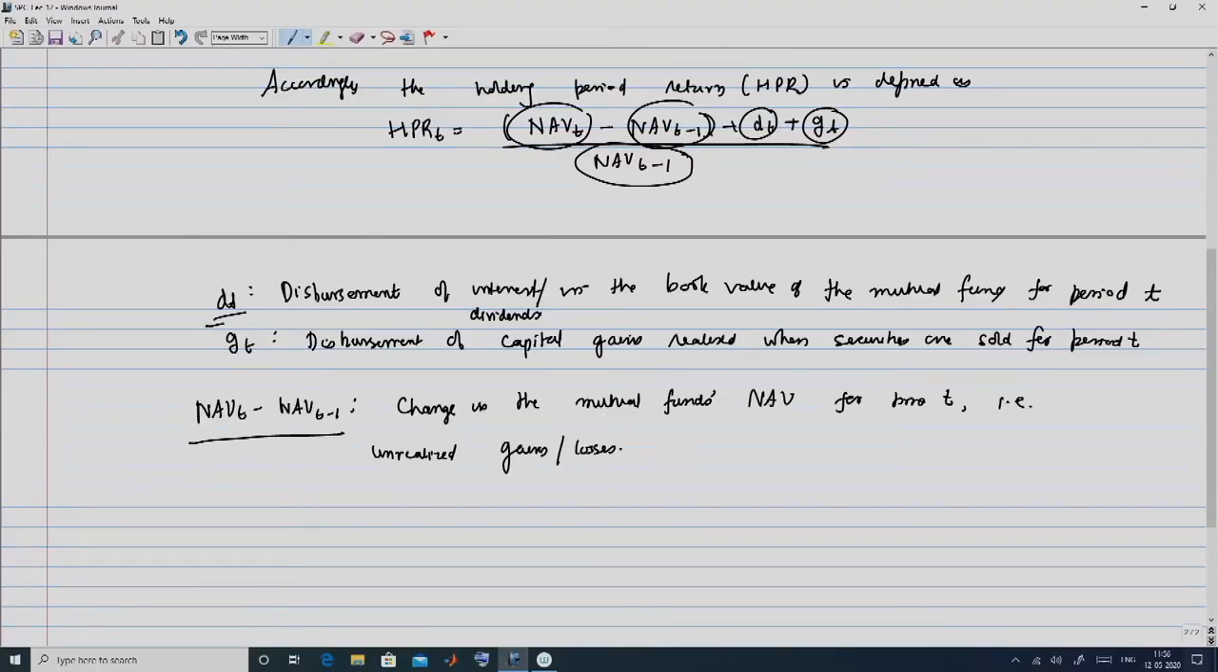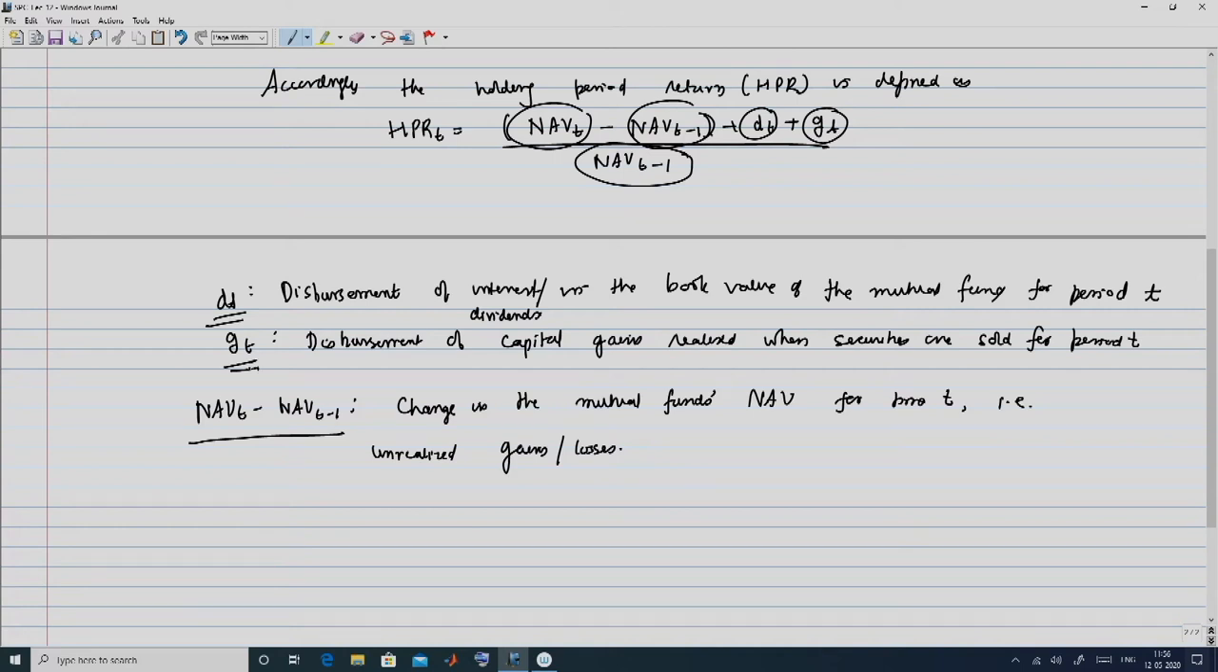And this difference of valuation comes as a result of the assets that were held at time T minus 1 and are still being held at time T. Now, between time T minus 1 and T, there are two types of incomes that can come. One is the dividends being paid on the assets held by the mutual fund in case it's a stock, or interest in case it's a bond. They are going to pass this on to the investors in the mutual fund, and that is what is known as the disbursement of the interest or dividends.